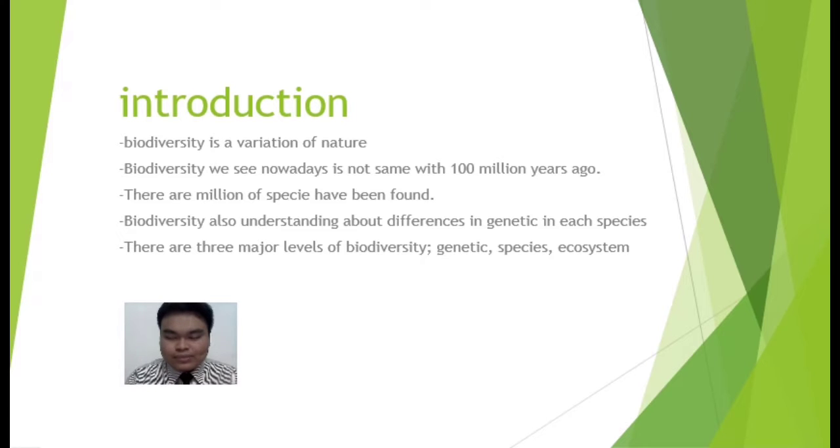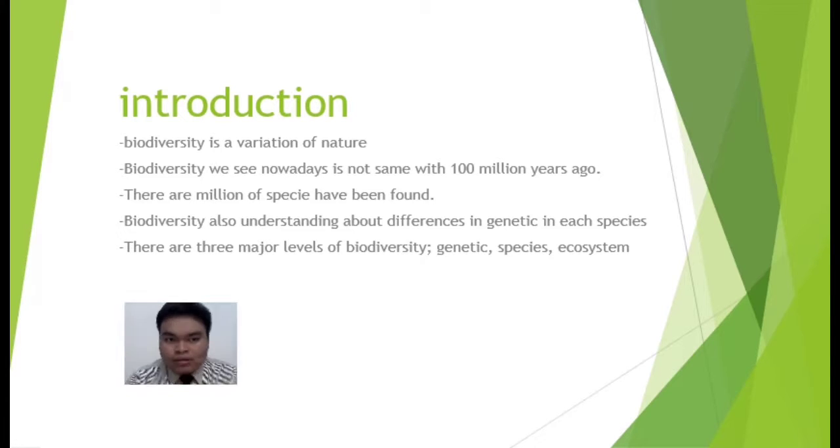Earth has existed for billions of years. The biodiversity we see nowadays is not the same as 100 million years ago. It is because there is evolution occurring from time to time. Besides, it is also due to natural processes and the interference of people.